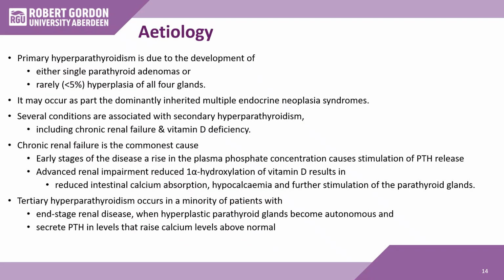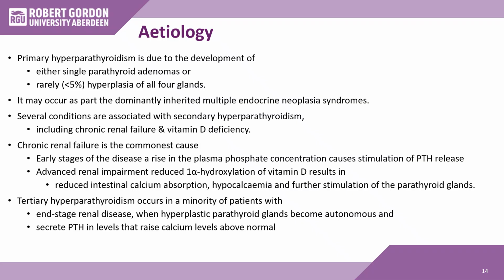So the etiology here is due to either the development of a single parathyroid adenoma or sometimes hyperplasia of the 4 glands, which occurs as part of the dominantly inherited multiple endocrine neoplasia syndrome. So it can occur as a part of that. Several conditions are associated with secondary hyperparathyroidism, and this includes chronic renal failure and vitamin D deficiency. Chronic renal failure is the commonest cause. So if somebody has chronic renal failure, we'll be supplementing and checking these levels too.